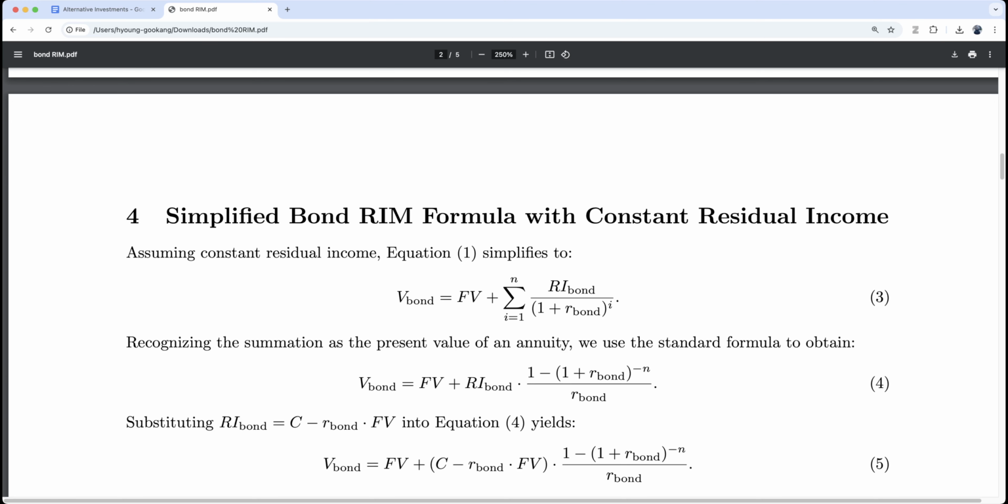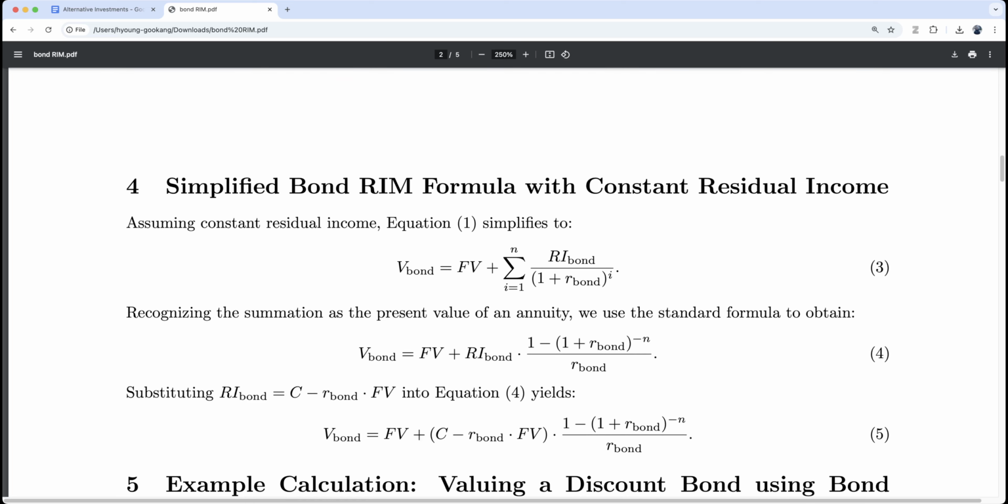Now, recognizing the summation as the present value of an annuity with a standard formula, we obtain V_bond = FV + RI_bond times (1 − (1 + R_bond)^−N) / R_bond. Okay, this is the formula. Substituting RI_bond = C − R_bond × FV, V_bond is this one.